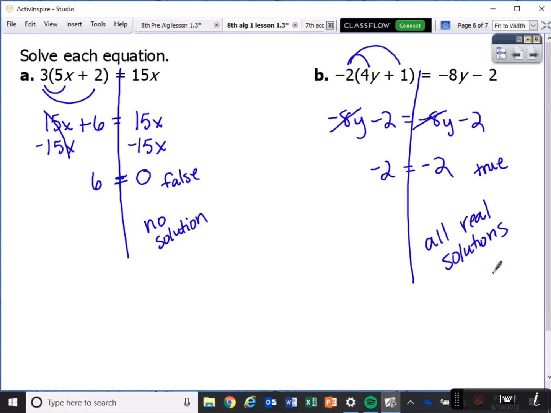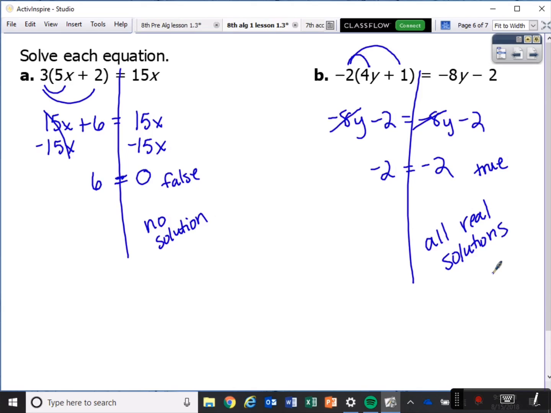You could plug 1 in and you'll get a true statement. You could plug 100 in, or 1,000, or a million, or a trillion. Every single number that exists in this world. What about zero? Zero is a number, so yes. 4 times 0 is 0. 0 plus 1 is 1. 1 times -2 is negative 2, because you have to do parentheses first.